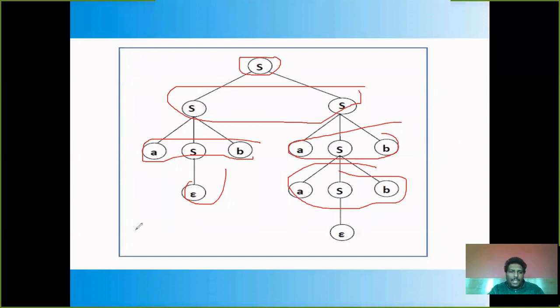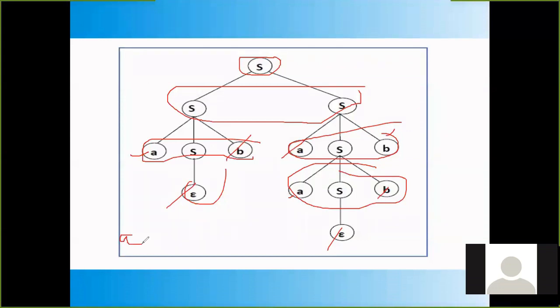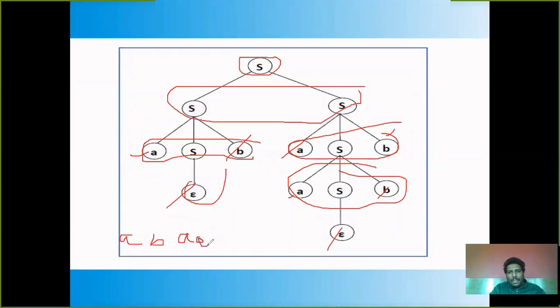So what is the yield we generated? Leaf nodes: this is one leaf node, this is one, this is one, and so on. So we can write A, epsilon, which I can ignore, A, B, A, B, B. You can see the string A, B, A, B, B, B. This is the string we generated by using the production rules.